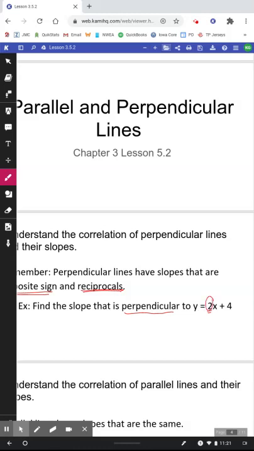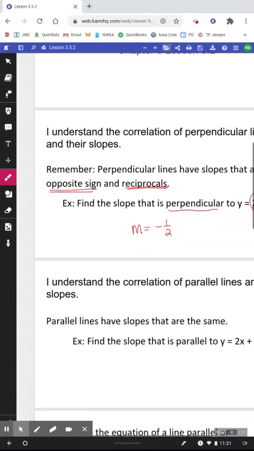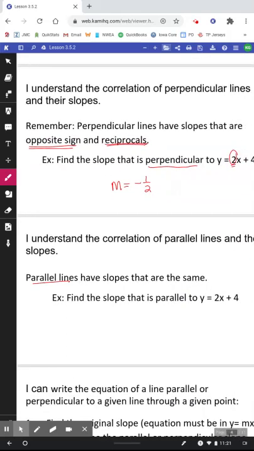So all I'm concerned about is the slope. For the slope, I need to first do the opposite sign, so instead of positive, I'm going to have a negative. And the reciprocal, or the flip fraction, of 2 is 1/2. Remember that parallel lines have the same slopes. So I look at the same example. My slope is 2, so on a parallel line, my slope would also be 2 because I don't want them to cross.